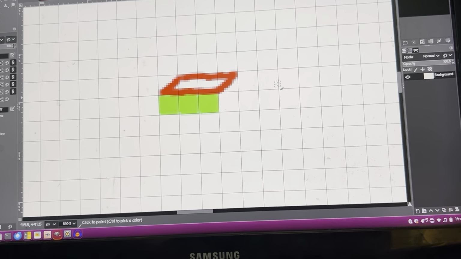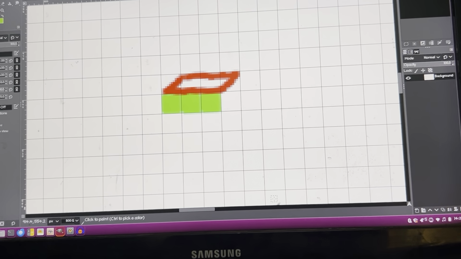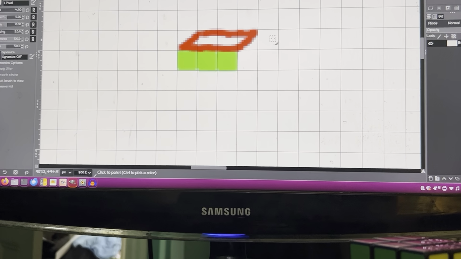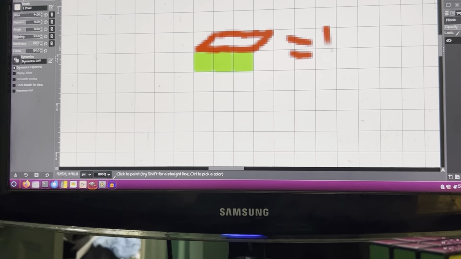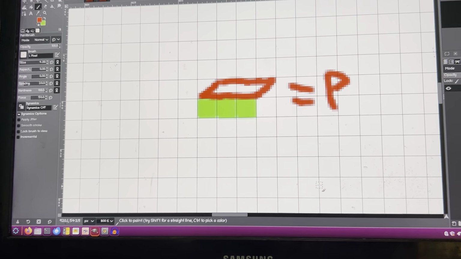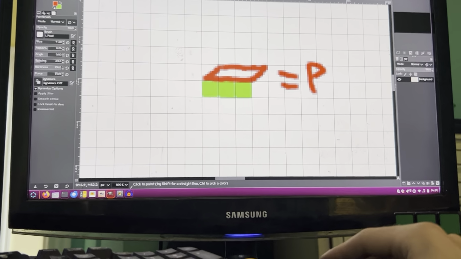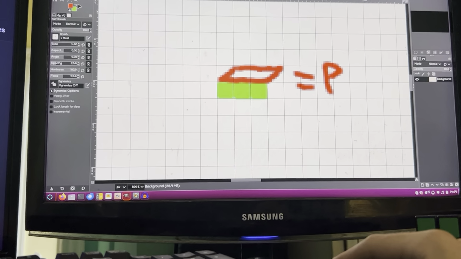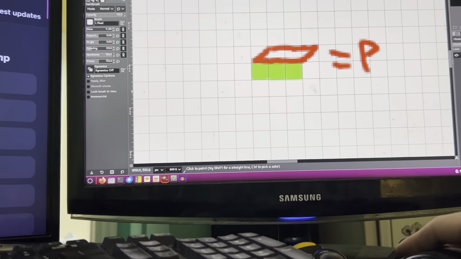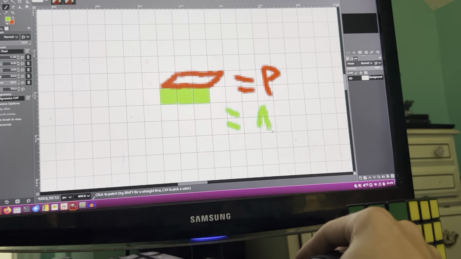For that reason, we know we have this shape, and even though we can't see exactly how many squares are in there, we can figure it out, right? This red, this is P. Okay? This red is P. Now, you ask yourself, what is the green? The green is N. Green equals N.